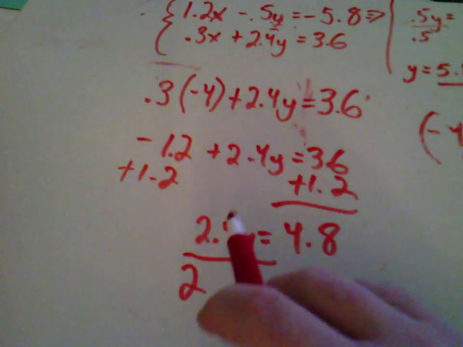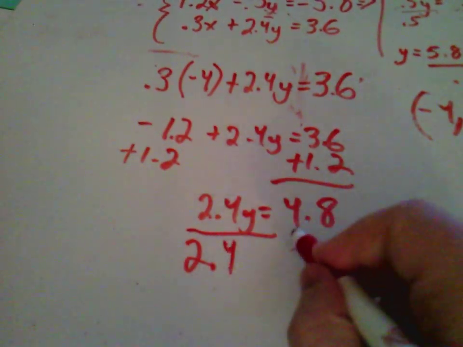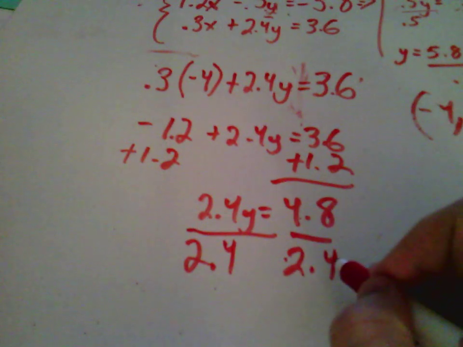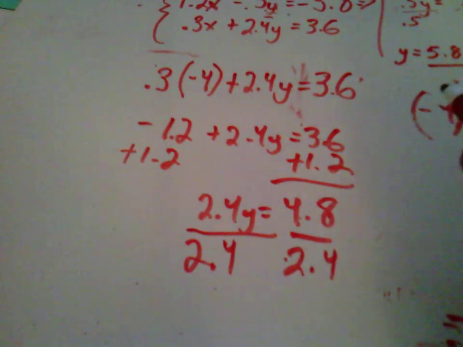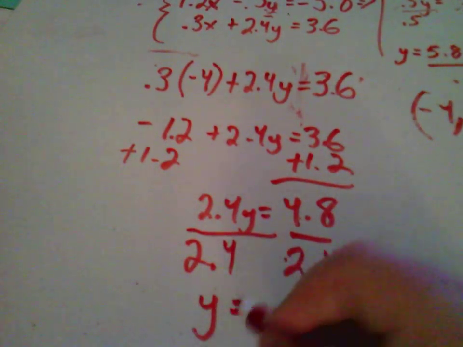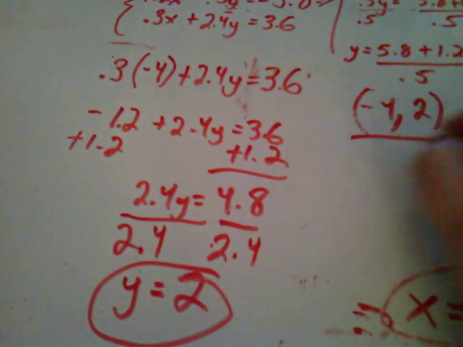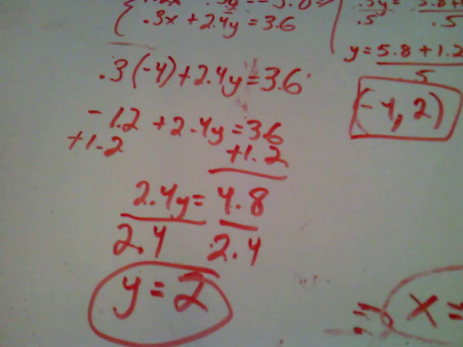Divide both sides by 2.4. Hey, actually, you could look at this as 48 divided by 24. You see what I mean? Well, that would just give us y is equal to what? 2. Does that match up? It sure does. And that is one way to solve this problem.